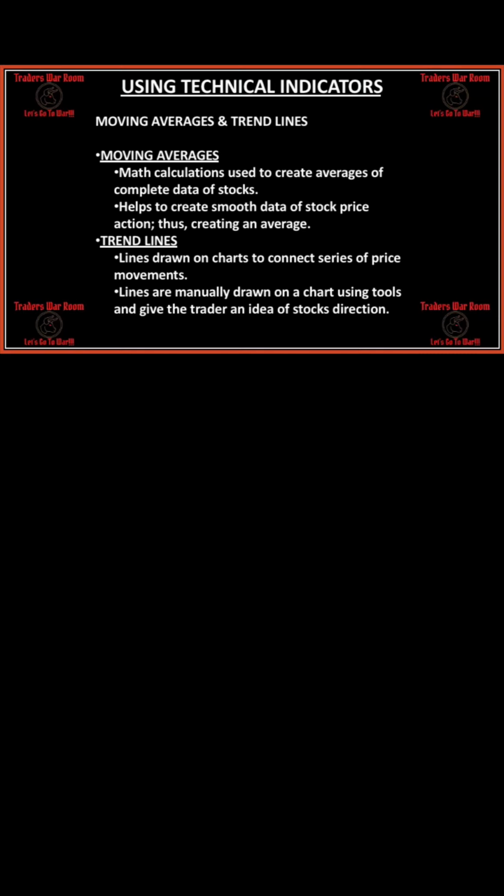Trend lines are lines drawn on a chart that connect a series of price movements, usually a high point and a low point, and they're manually drawn by the user, but some indicators also have them in there. There's certain ones, but they're good to give an idea of certain patterns. Trend lines give you an idea of the possible direction that a stock may go.